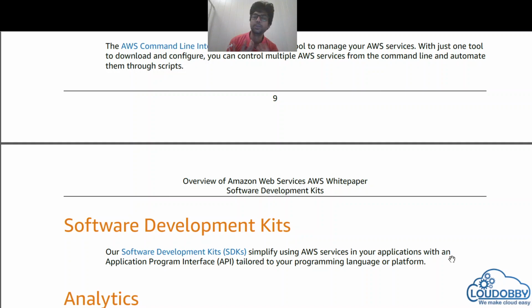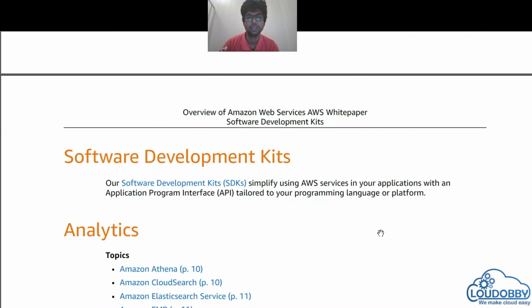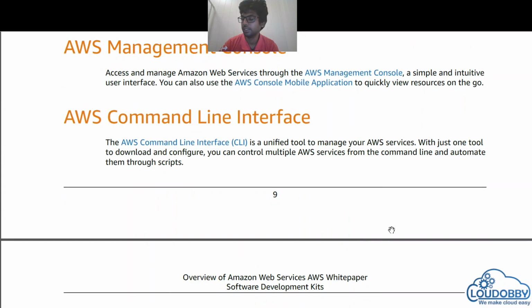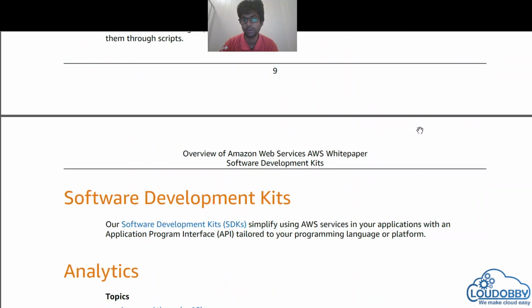Now, if you want to programmatically use APIs and put another application where your application can talk to that application, that is called software development kits. So these are different ways how you can access the AWS cloud. If you are an AWS administrator or working in different companies or you're going to join a company, you need to know what are the different ways you can access your AWS cloud.